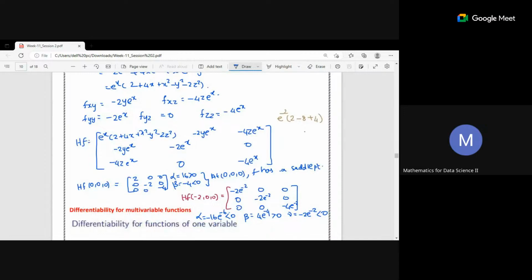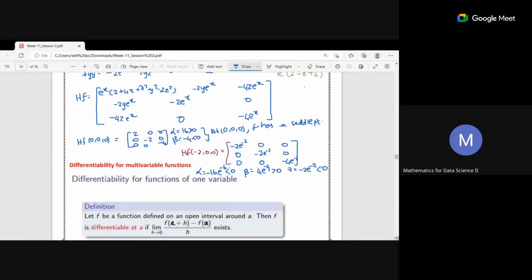So the last topic of almost this course, we can say, is differentiability for multivariable functions. Already we have seen several versions of differentiability for multivariable functions. We started with what?